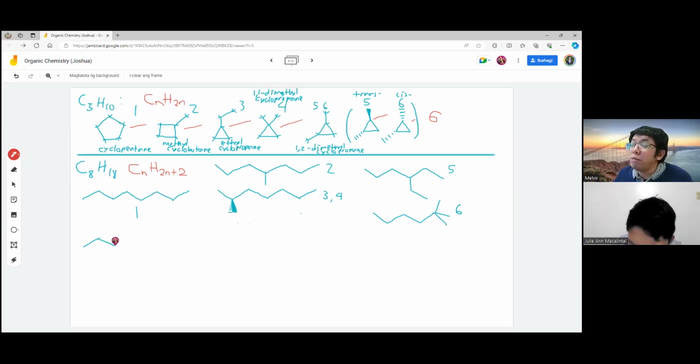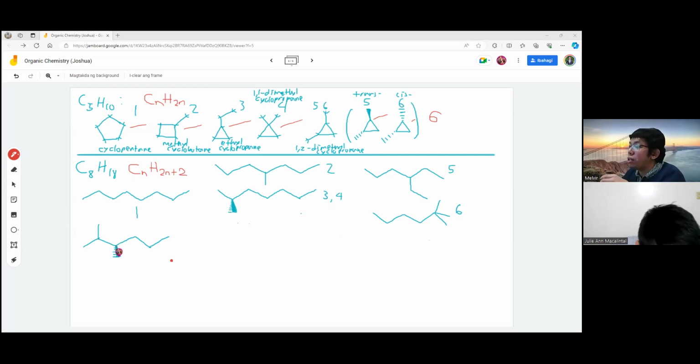So, kahit B.1 lang muna, Josh. Give me all, kasi we're running out of time din. C8H18, lahat ng may methyl substituents. Kahit B.1 lang. So, please write B.1. Lahat lang ng may methyl substituents.